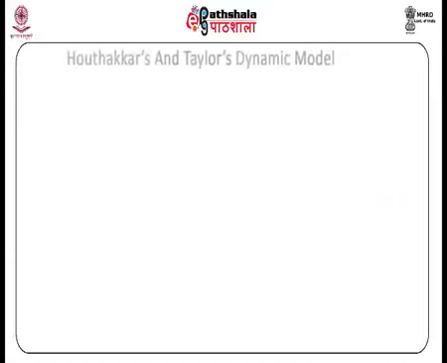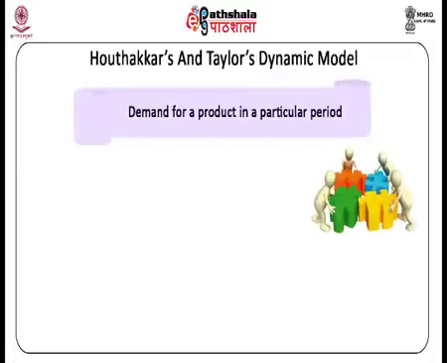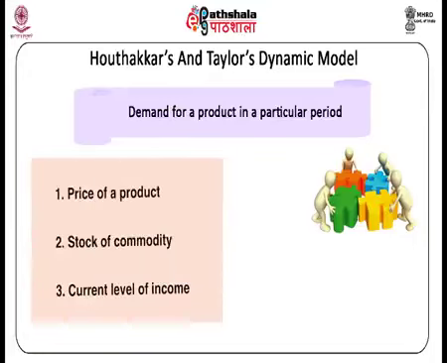The demand function can be derived in the following steps. Let us proceed with demand for a product in a particular period. Demand for a product in a particular period depends upon three factors: price of a product, stock of the commodity, and on the current level of income.